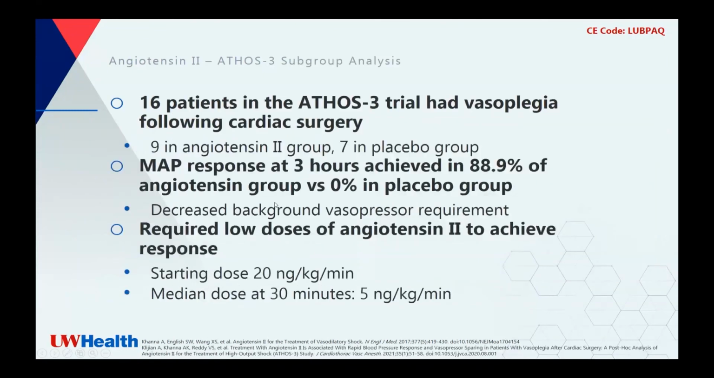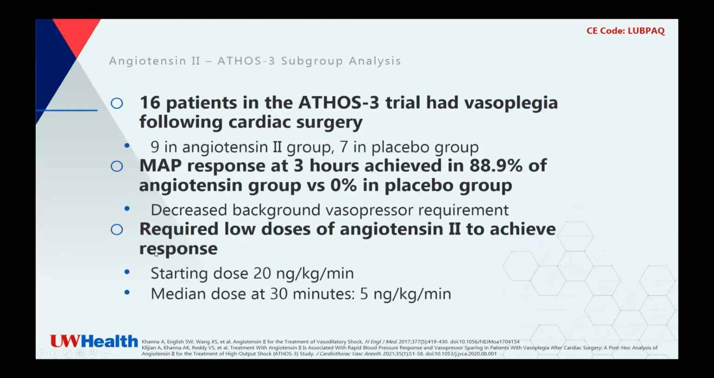Specifically looking at the subgroup of patients who had vasoplegia following cardiac surgery in the ATHOS-3 trial, this was 16 patients, 9 in the angiotensin group and 7 in the placebo group. And they had similar results. The MAP response at 3 hours, the primary outcome, was achieved in almost 90% of the angiotensin II group and 0% in the placebo group.